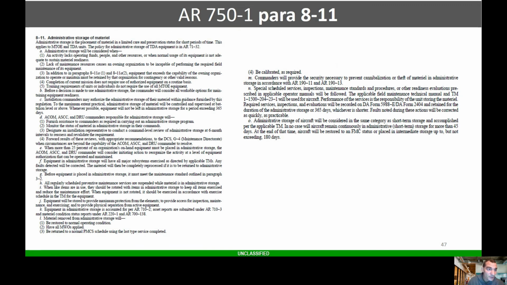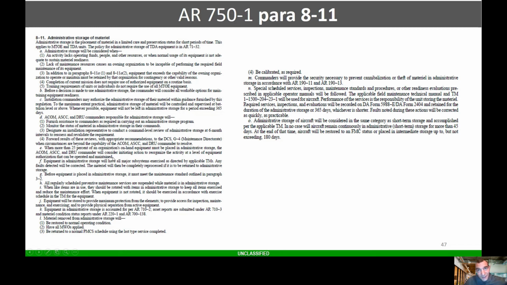Here is 750-1 administrative storage. One key takeaway: people think you can just put something in administrative storage. That's not how it works. Down here at G, it says before equipment is placed in administrative storage, it must meet the maintenance standard outlined in paragraph 3-2, so 10/20 standards and so forth. It has to be serviced. When more than 25% of the organization's on-hand equipment must be placed in administrative storage, the commander will consider initiating action to reorganize the activity at the level of equipment authorized to operate and maintain.